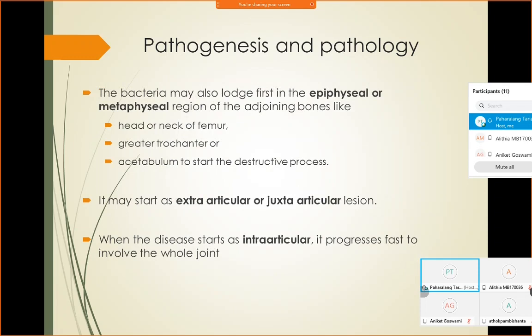It can lodge itself in various places, both in the epiphysis and the metaphysis. There's a diagram up ahead. It can be lodged in the head or the neck of the femur, the greater trochanter, or the acetabulum. Based on this, it can be inside the joint, outside the joint, or nearby the joint, and we describe it as extra-articular or juxta-articular. When the disease starts as intra-articular, the progress is very fast and it involves the whole joint.